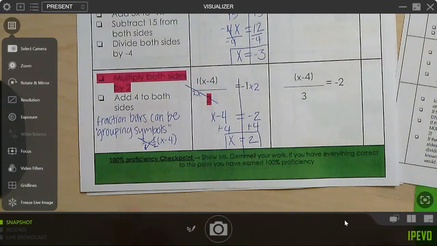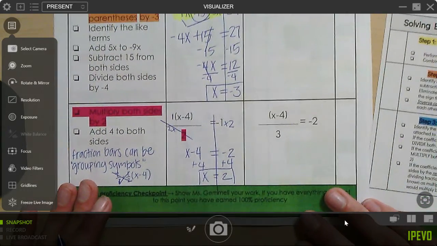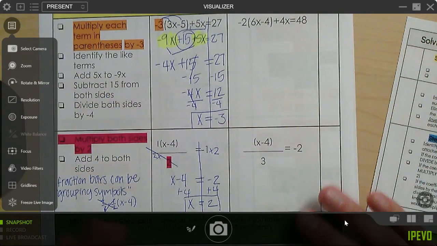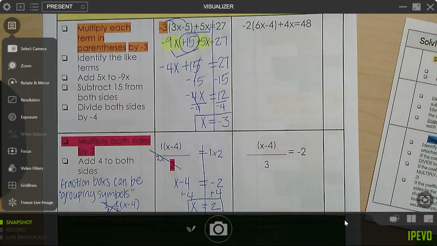All right, so now it's your turn to go back and do the two U tries and then have them checked. Once you've done that, you've reached 100% proficiency to this point, so you can turn in your work.